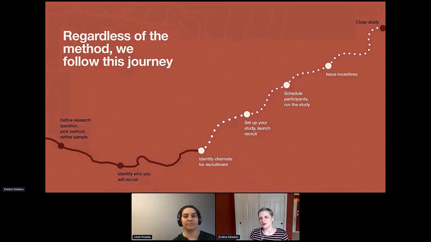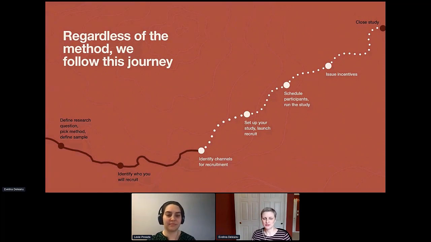So we will start with an assumption that you are a researcher who's well-trained and understands your methodologies, and that you have defined your research question, picked the method that's appropriate for that question, and defined the sample that you need to target to answer your research question. We'll assume that you have identified who you will recruit and that your criteria are appropriate for the types of questions that you're trying to answer.